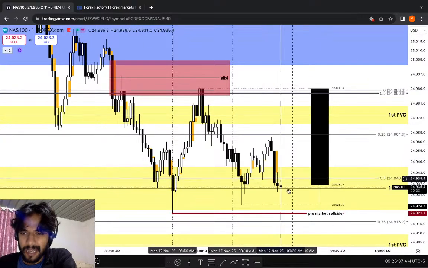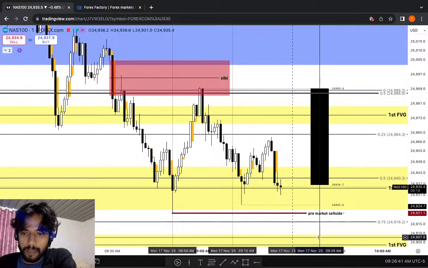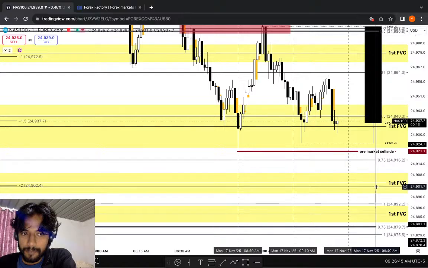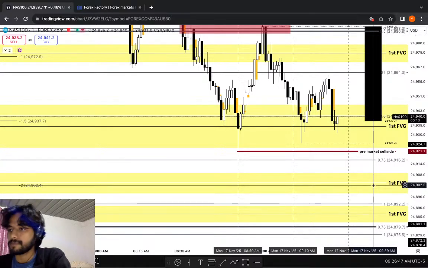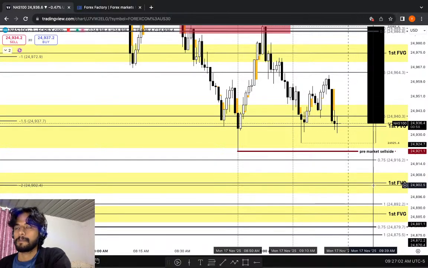But for it, it has to move lower and take out these lows. And if we can move around that -2 and 2.5 area, that will be a good thing. But let's see. What we have to do is just observe. Just observe. Don't get emotional. Just observe. That's it. Easy peasy, guys.